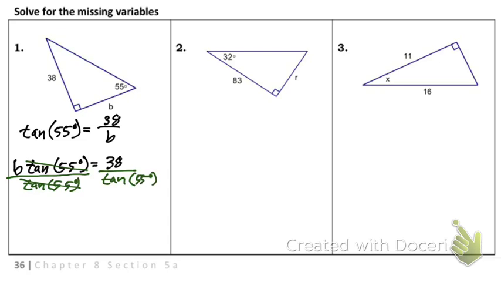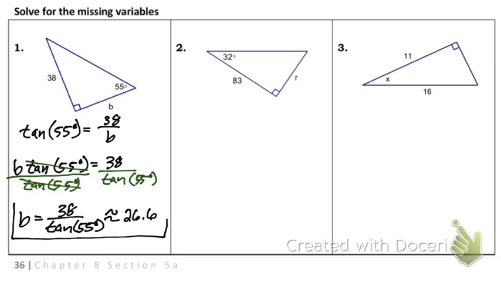So that's going to give me B equals 38 divided by tangent of 55 degrees. And when you plug this in your calculator, you'll get out about 26.6. Would I put a degree symbol on it? Why or why not? Because it's a side. Yep. So we'll leave it as 26.6.